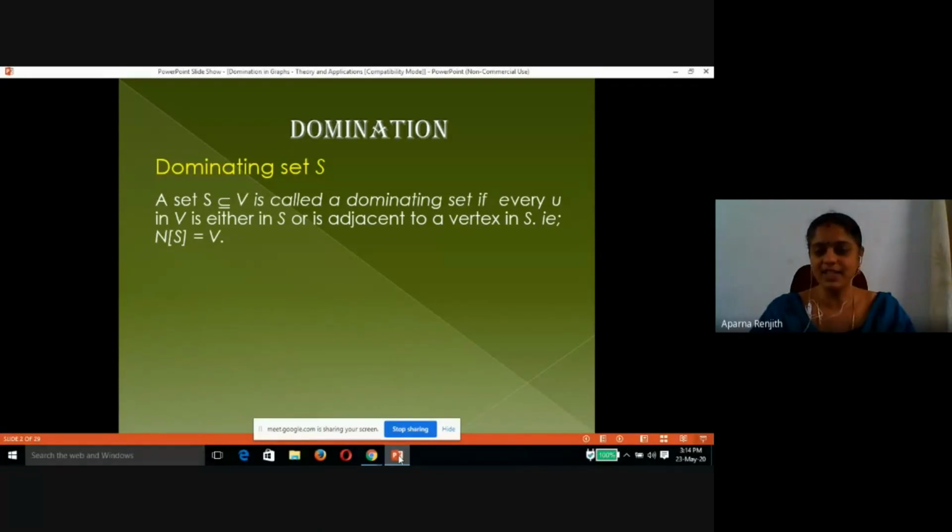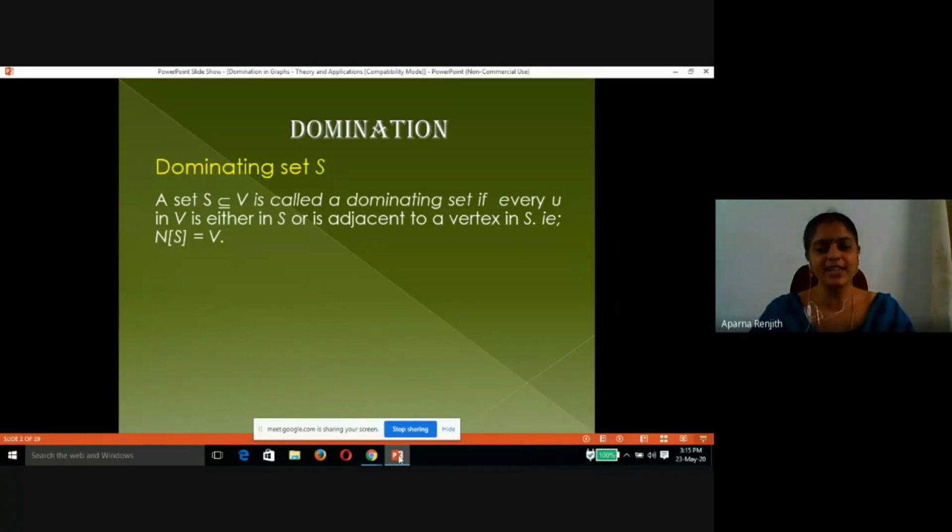I assume that the concept of neighborhood is clear to all of you. Otherwise, I'll just explain. Neighborhood of a vertex is the collection of all vertices which are adjacent to it. And closed neighborhood means that vertex is also included together with its neighbors. For a set, the neighborhood means the union of all neighborhoods of each of the vertices present in that set.